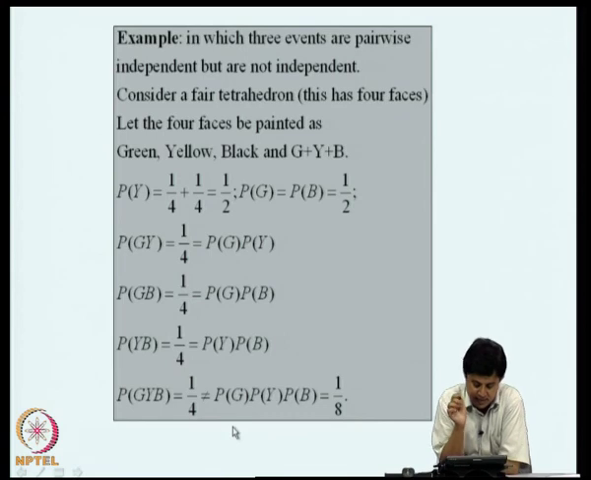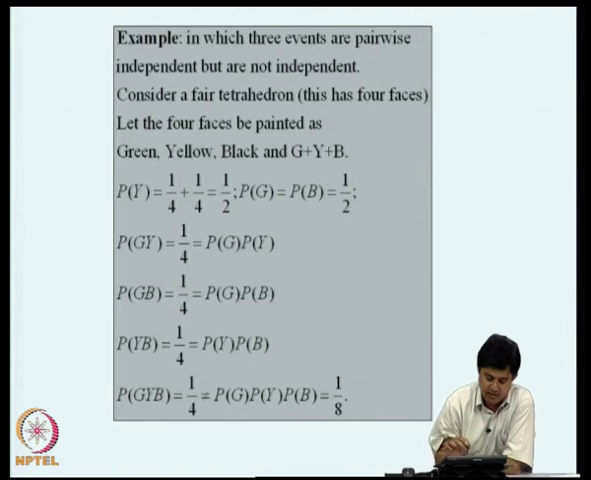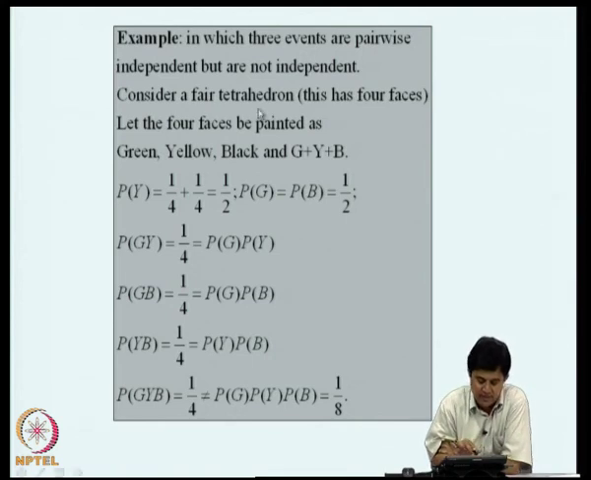We can also construct an example where there are 3 events which are pairwise independent, but are not independent. So, this is a thought experiment. You can consider a fair tetrahedron which has 4 faces, and the 4 faces are painted green, yellow, black, and all 3 colors together, G, Y, B.